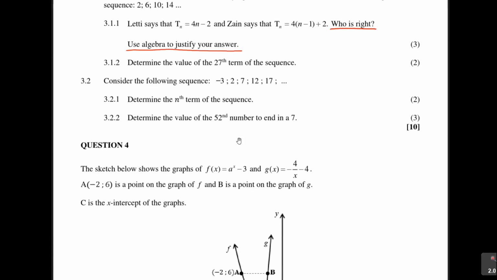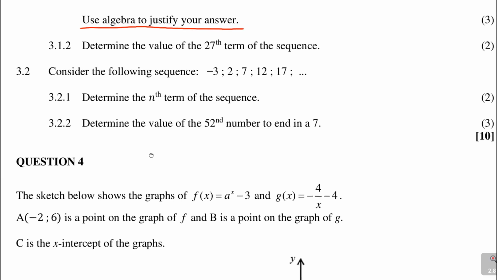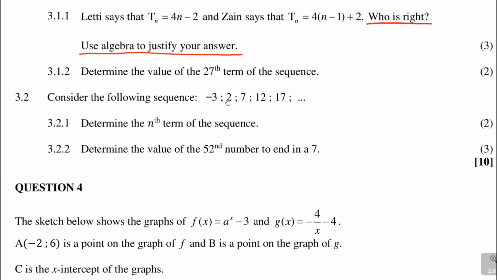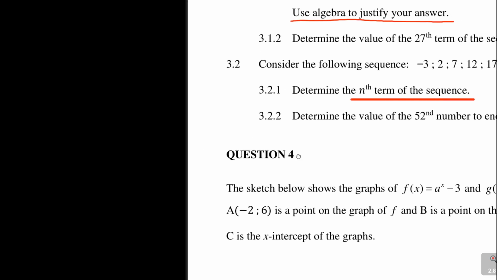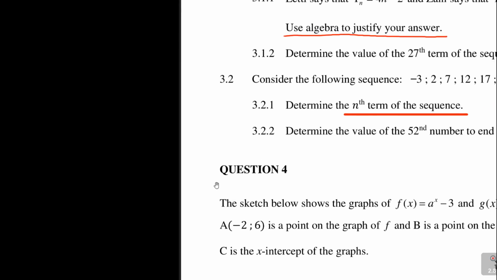Moving on. Let's make it the original size. It says here 2 marks. Consider the following sequence: minus 3, 2, 7, 12, 17. Determine the nth term of the sequence. I'm going to use the formula here, and I'm also going to show you a different method if you are stranded here.